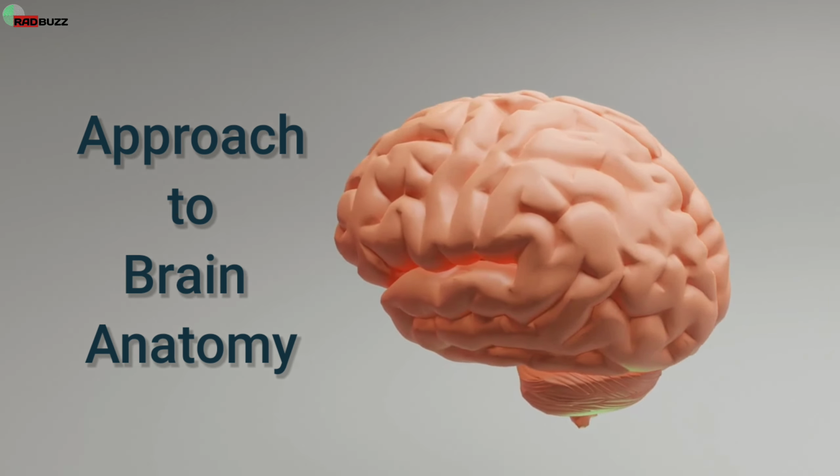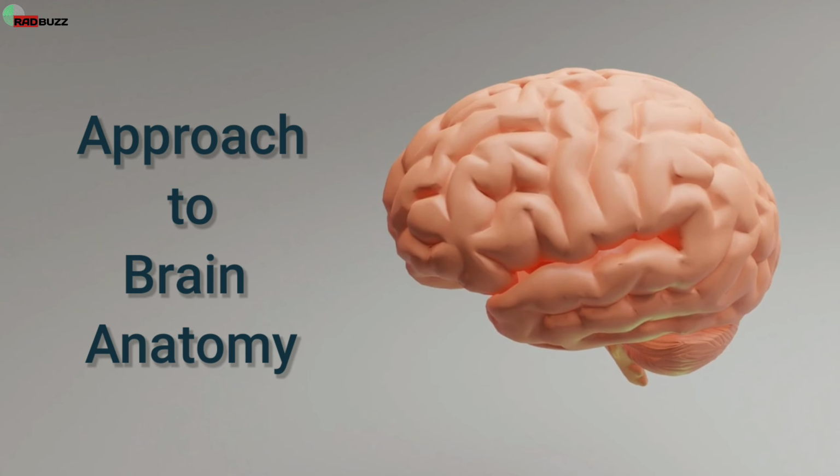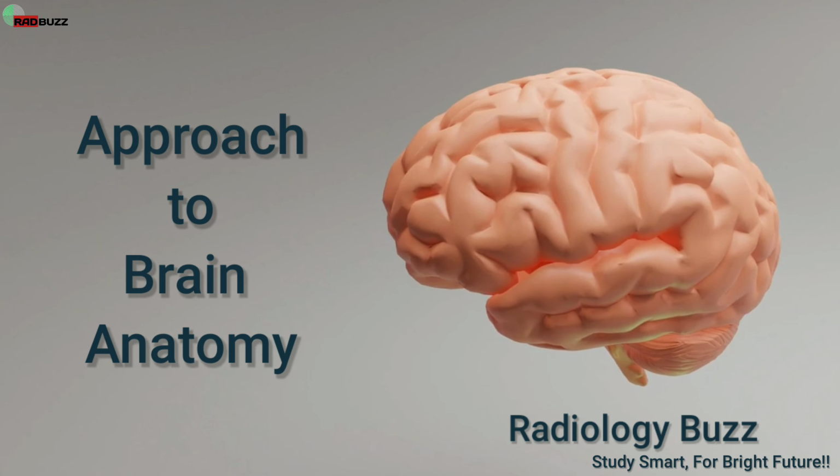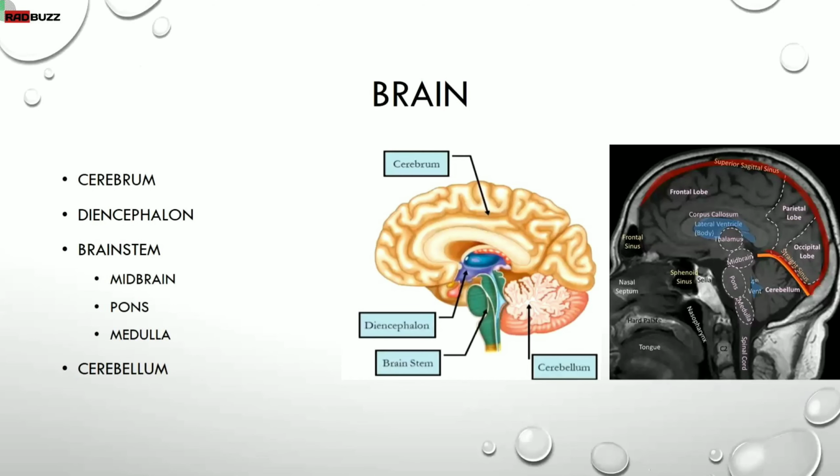Approach to brain anatomy. Okay, brain is such an important structure. The ways to approach brain on CT and MR. So basically, what I will be telling is how to recognize various structures and how to look into brain from the very start, for those people who don't know anything about radiology. It's very basic actually.